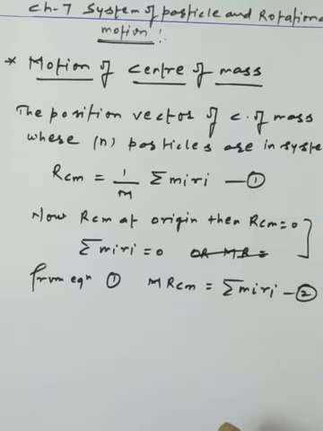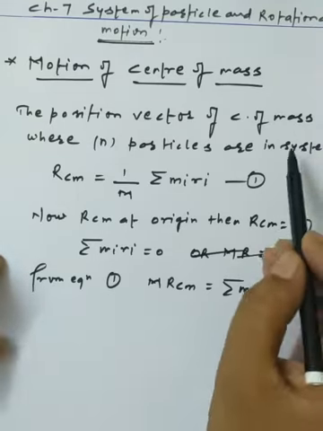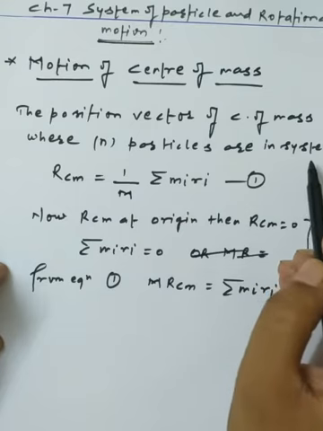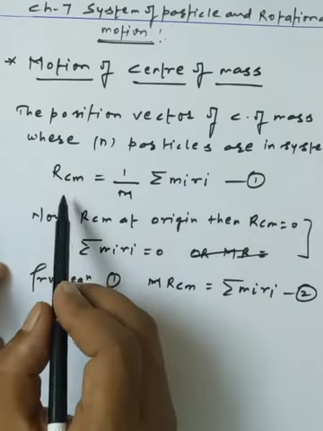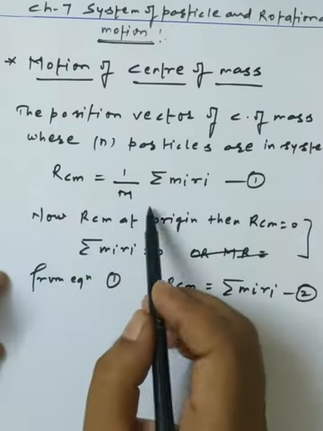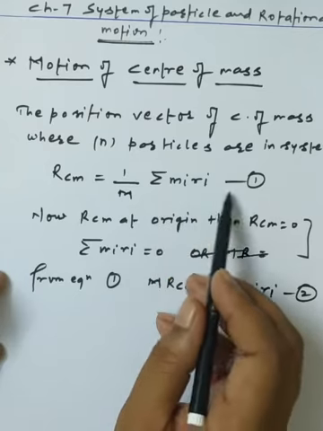Now, dear student, chapter number 7, System of Particles and Rotational Motion, and this is the second part of the center of mass. We are discussing here the motion of the center of mass. So we are assuming the position vector of the center of mass when n particles are there in the system. So we can easily write that R_CM is equal to 1 upon M, that is, summation m_i r_i.